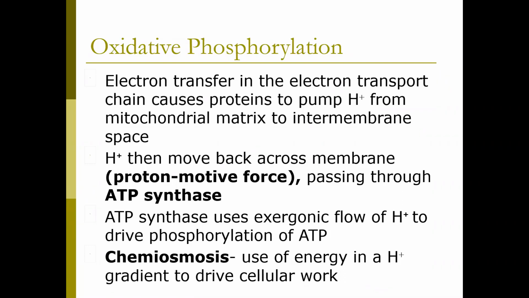Okay, and this step is also known as chemiosmosis, because it uses energy in a hydrogen ion gradient to drive cellular work. Because we have a lot of hydrogen ions on one side of the membrane, the inner membrane space, as it's flooding through, you know, there's a gradient forming. We have a lot of positive ions on one side of the membrane, a lot of negative ions on the other. And so that's going to create this hydrogen ion gradient, and that's going to be used to drive cellular work.